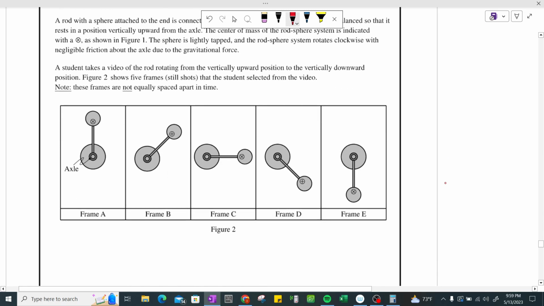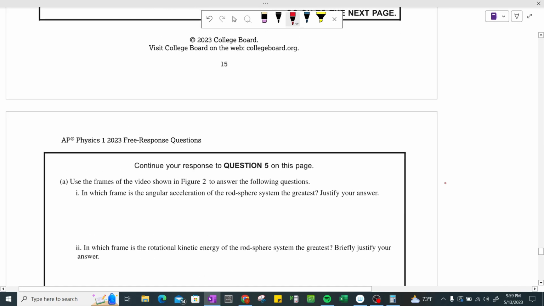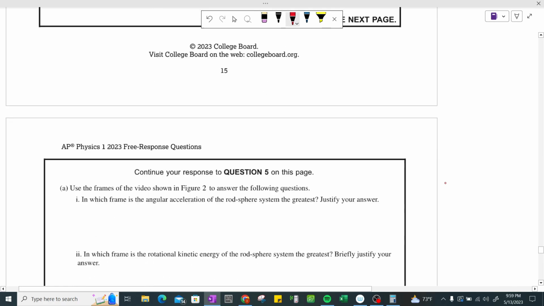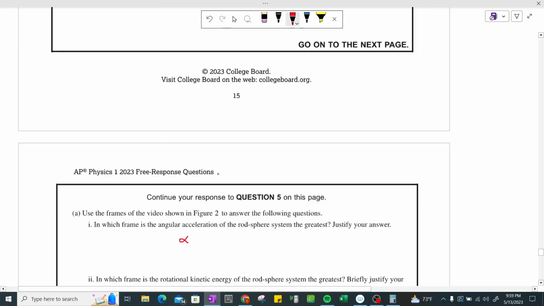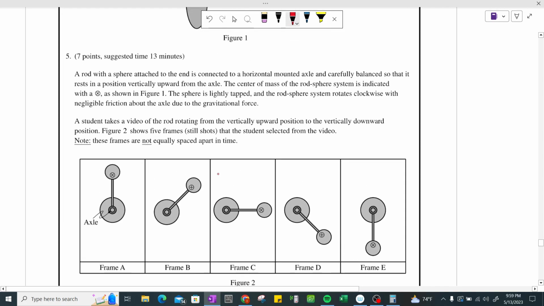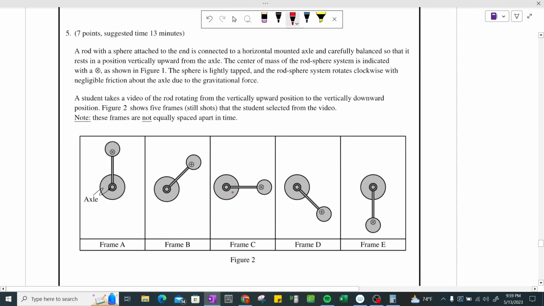It says no, they are not equally spaced apart. That is true. In which frame is the angular acceleration the greatest? Angular acceleration is alpha. And this is going to be where it has the greatest change, which should be where we have the largest force applied. If we think about what forces are applied, the main force in the angular sense should be when it's horizontal, which I would think is going to be right here.